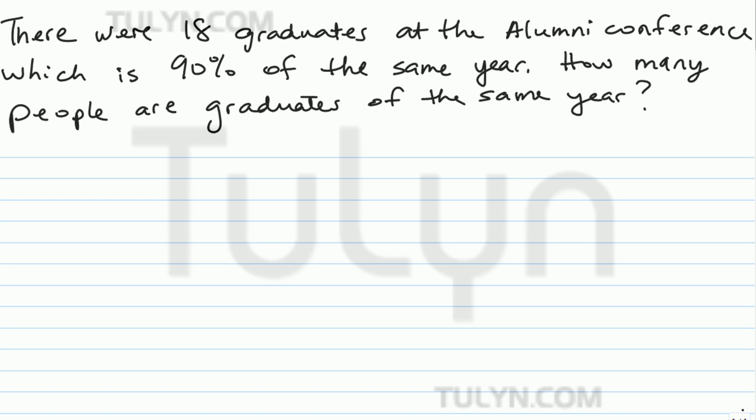There were 18 graduates at the alumni conference, which is 90% of the same year. How many people are graduates of the same year? So first things first, set up your equation. The 18 graduates makes up 90% of the same year. So 18 graduates is 90% of the same year.